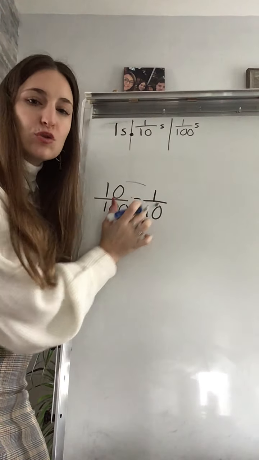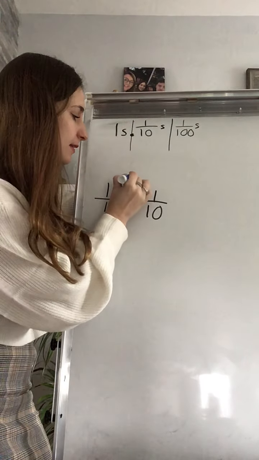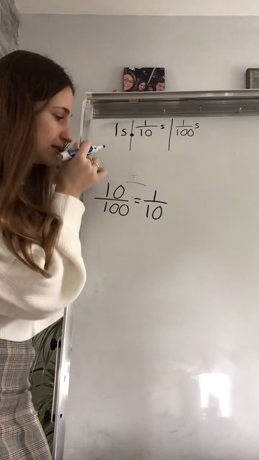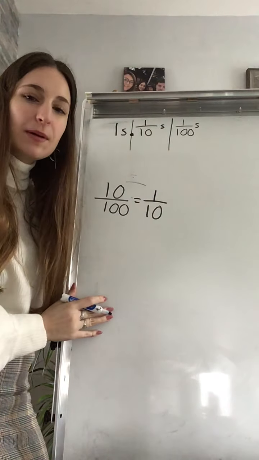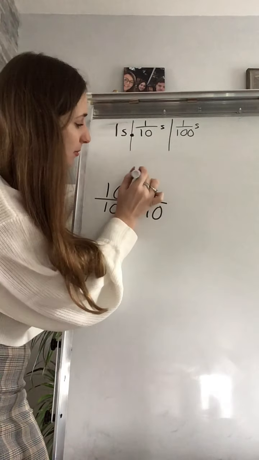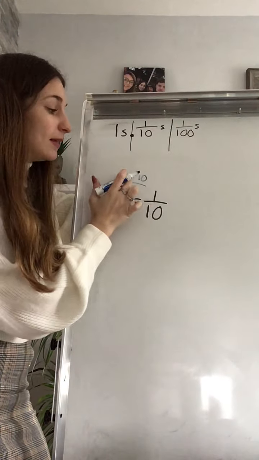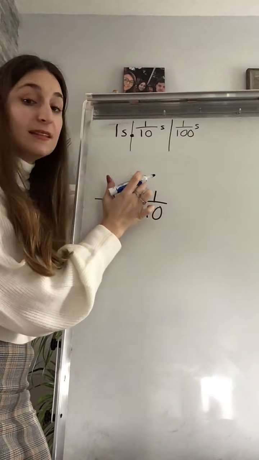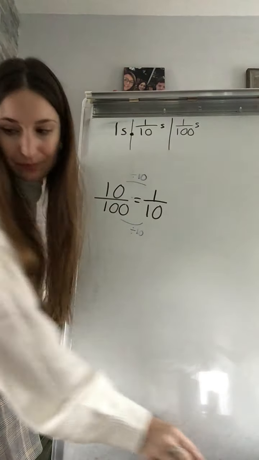10 is turning to 1. What has happened to that 10? It's been divided, it's been made smaller. It's been divided by what to get 1? It's been divided by 10. 10 divided by 10 is 1. 1 times 10 is 10. So the same that I do to the numerator, I do to my denominator. Let's see. 100 divided by 10 equals 10. Let's check. 10 times 10 is 100. So 10 hundredths and 1 tenth is equivalent. Let's look then at another one.